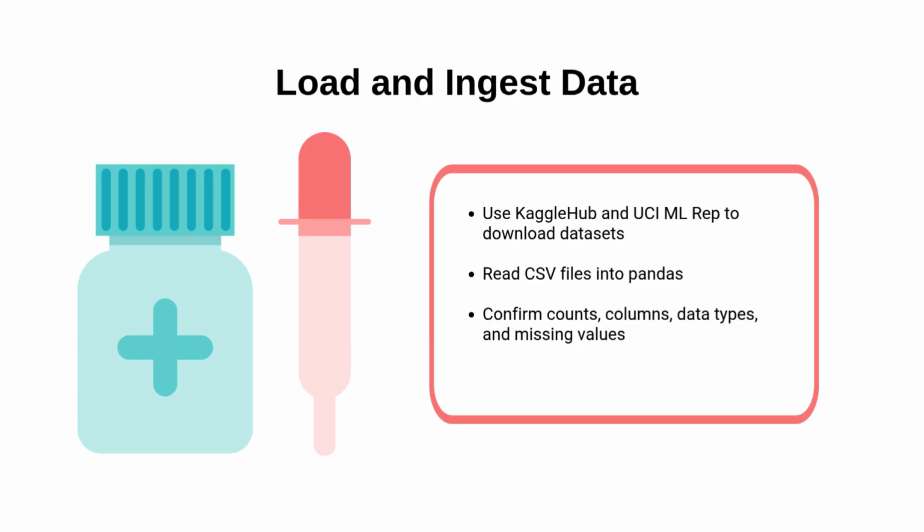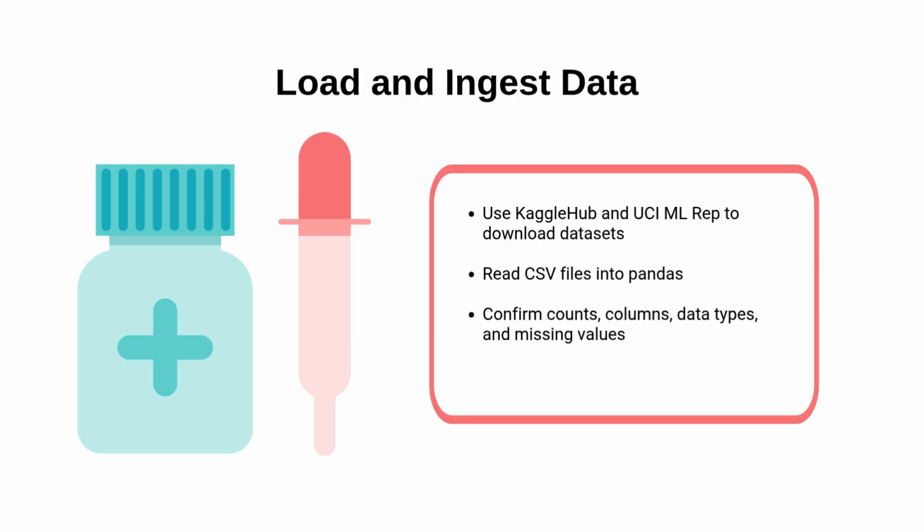The datasets were retrieved programmatically from the Kaggle and UCI repositories and loaded into Pandas for preprocessing. After ingestion, we validated the data by reviewing row counts, column structures, data types, and missing values. We identified a small amount of missing data in the conditions field, representing less than 1% of records, and filled these values with unknown, since condition was not a primary focus of our analysis.